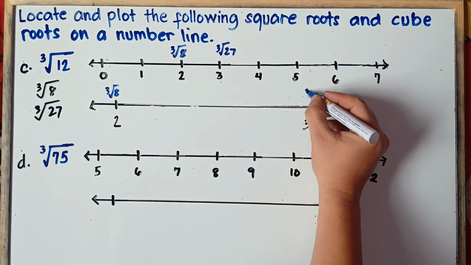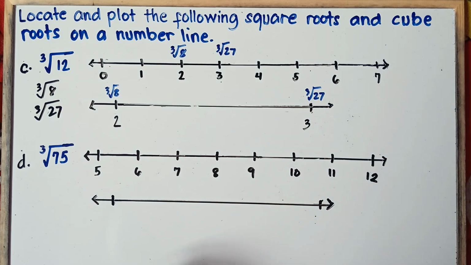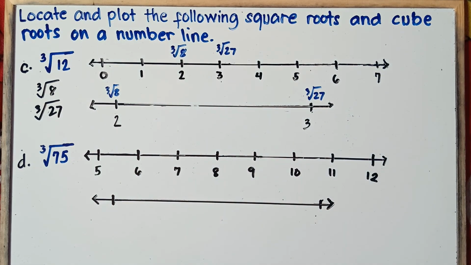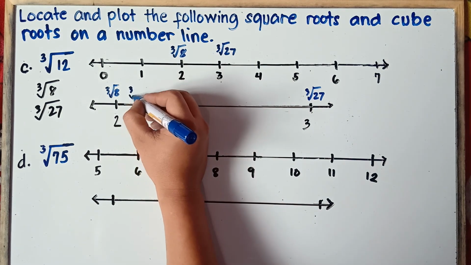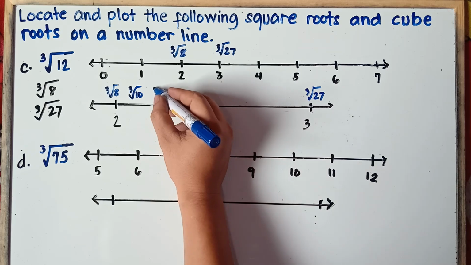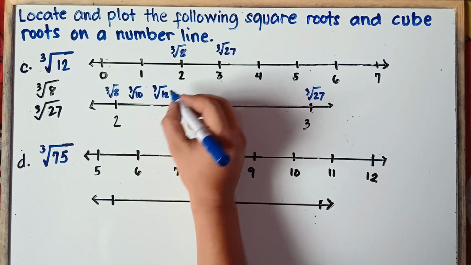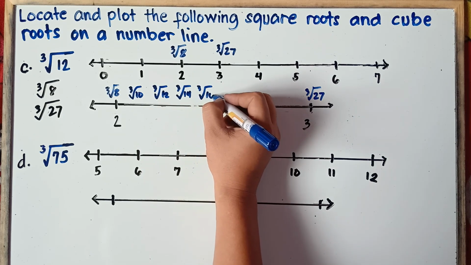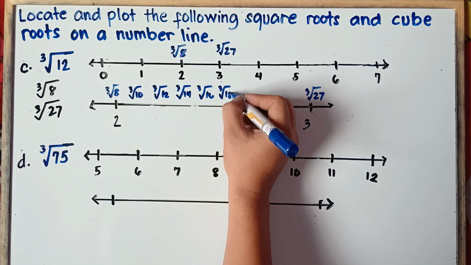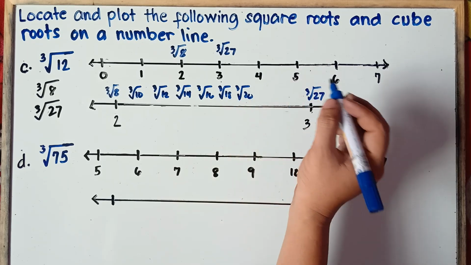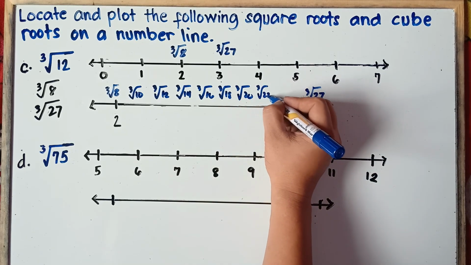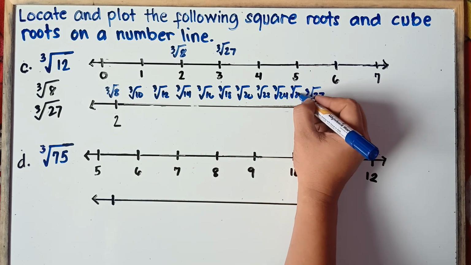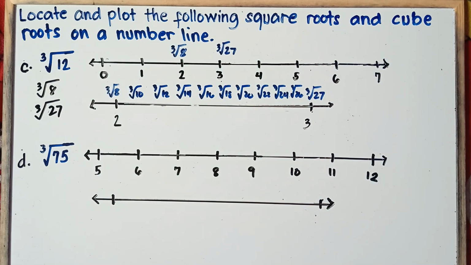And this will be cube root of 27. So therefore, after cube root of 8, we can do skip counting, class. So cube root of 10, and then next will be cube root of 12. Next will be cube root of 14, cube root of 16, cube root of 18, cube root of 20, cube root of 22, cube root of 24, and then cube root of 26, and then cube root of 27.